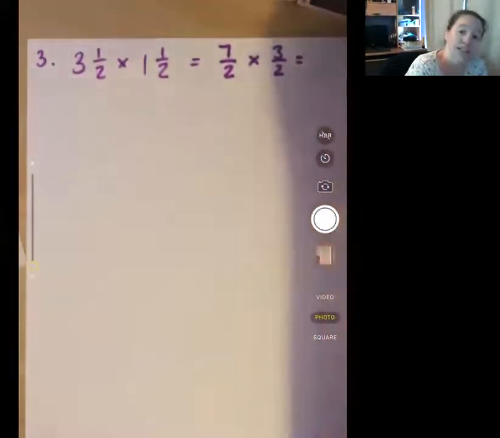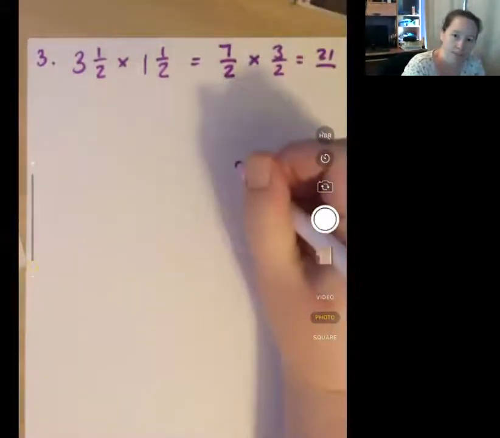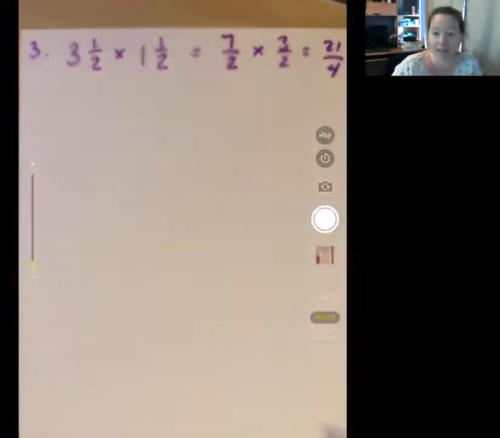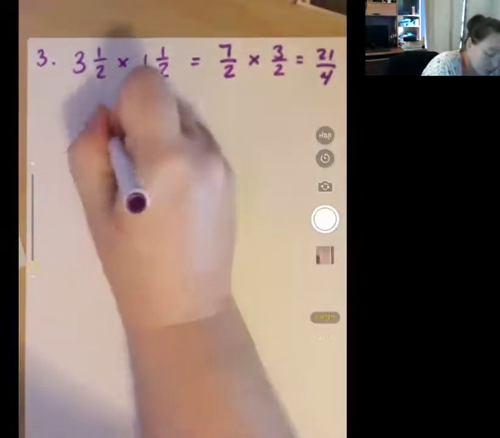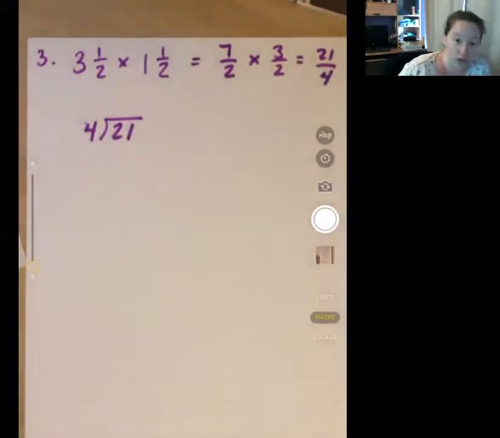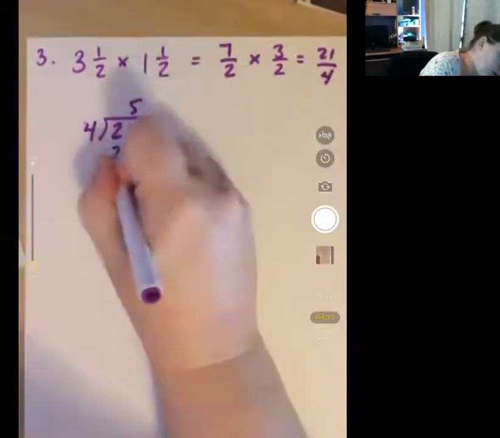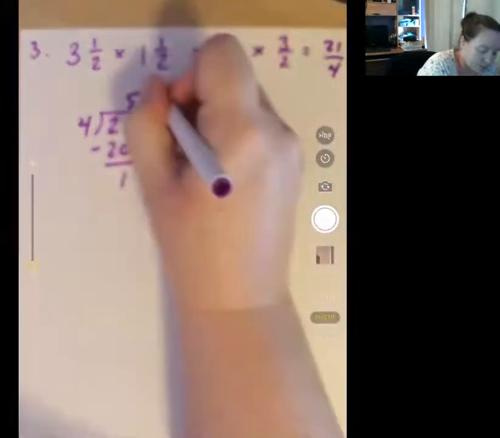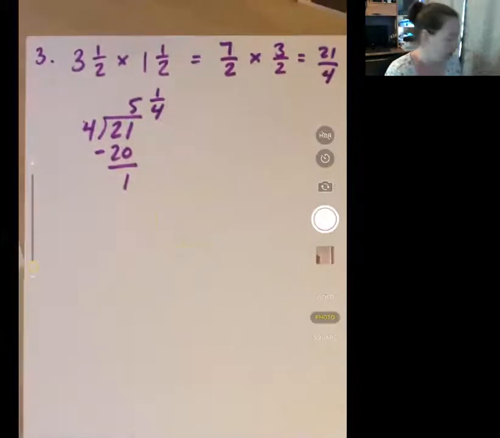7 times 3 is 21. 2 times 2 is 4. So now I have an improper fraction. I need to change it to a mixed number. 4 into 21 goes how many times? Well, 5 times 4 is 20. I think that's as close as we're going to get. So then I end up with a 1 down there. So 5 1/4 ends up being our answer.